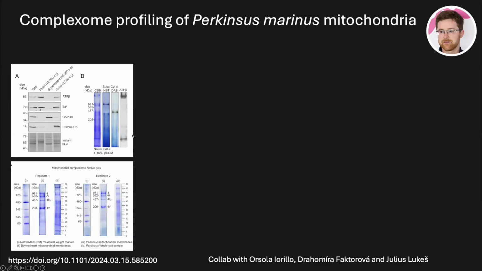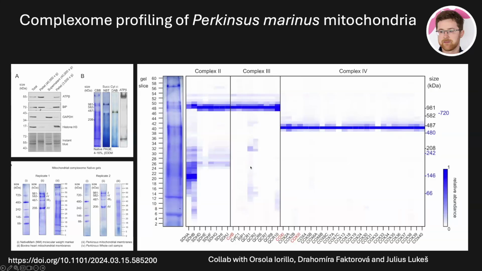So the complexes are still intact. We can detect the formation of ATP synthase and the activity of complex 4 and the activity of complex 2. And this is just to show you the complexity of the preps over here and over here in the two replicates that we've done for the Perkinsus complexome. And so now let's look at the data.